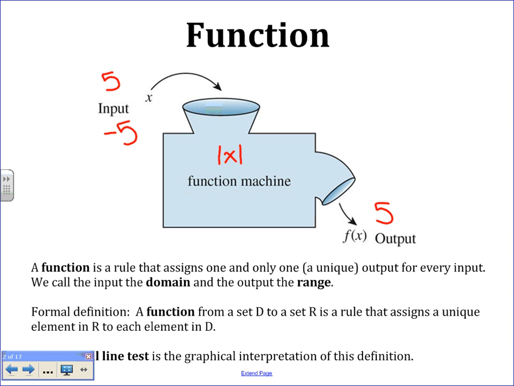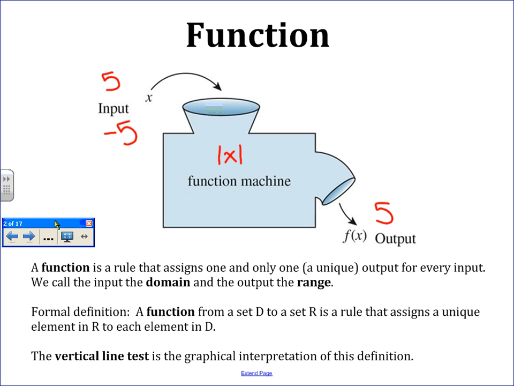The formal definition is a function from a set D to a set R is a rule that assigns a unique element in R to each element in D. That says exactly what I was saying in the first part, only more formally and more confusing sounding.